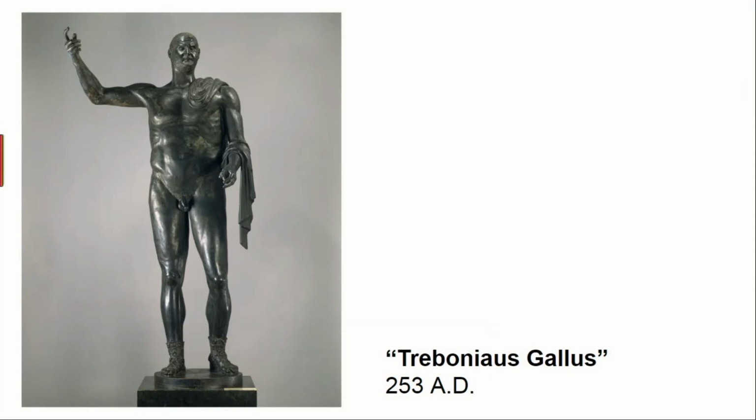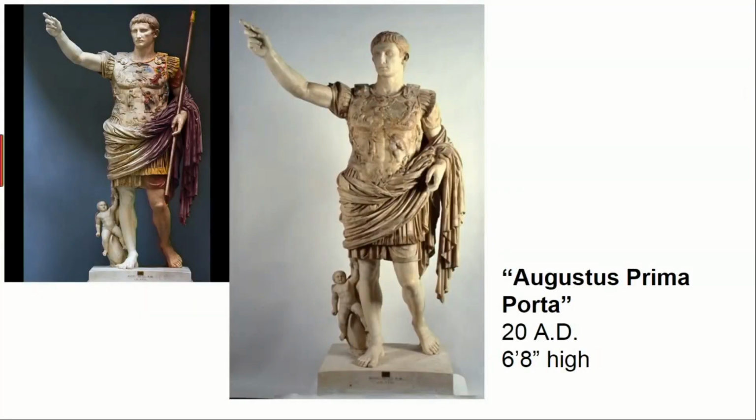Can you explain the infant by his leg? Yeah, that's Cupid. And at this point in time, the imperial emperors were thought to be godlike. And so Augustus is the son of Venus. And Cupid, of course, is also Venus's son. So it associates him with that deity cult. That's why it's there like that. Can we see the next one, please?